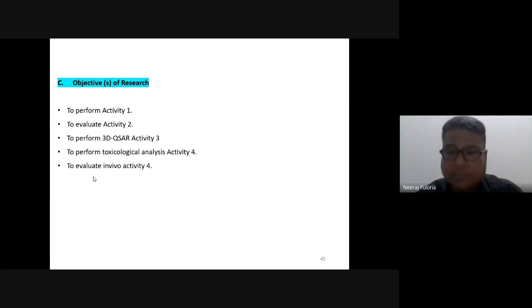Okay, to conduct. So activity 1, to carry out the in silico analysis of a new drug or any drug molecule or derivatives. Second, to evaluate or to characterize or to synthesize. Third, to evaluate the in vitro activity. To perform the in vivo activity. Once the results are received, then you will say to perform the 3D QSAR. Likewise, you are writing the objectives. Remember, as I told, your objective should match your time duration.